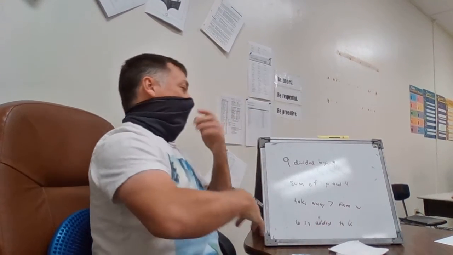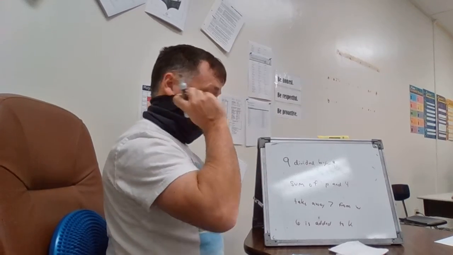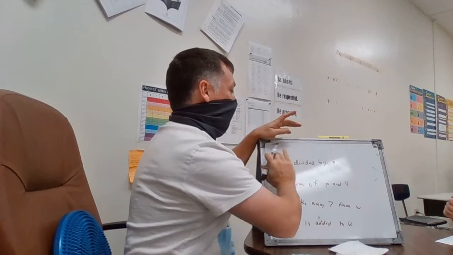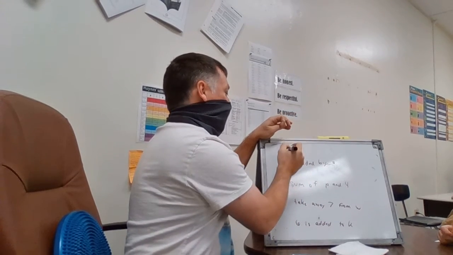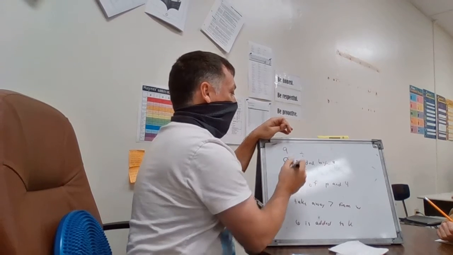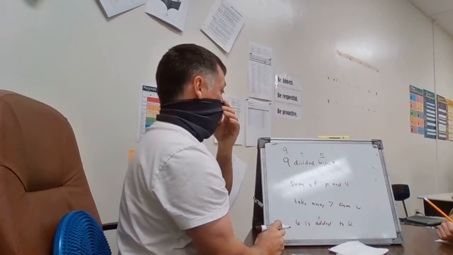Okay, so this is how I go about it. When you've got your words here, your little statement or your expression, how I translate it is I write it right above it. So 9 divided by S.